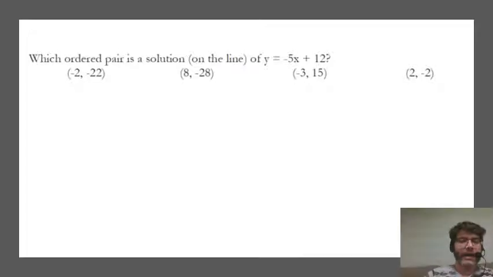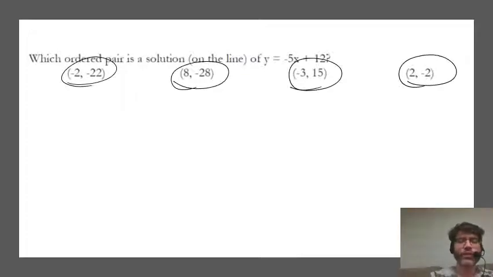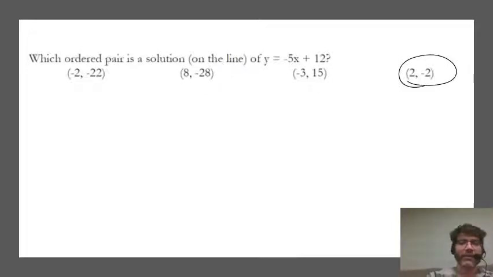All right, on this slide, it's asking us which ordered pair. So this is an ordered pair. These are all examples of ordered pairs. Which one of these ordered pairs is a solution to the line y equals negative 5x plus 12? By the way, what does a solution mean in this case? A solution means, do these points lie on the line y equals negative 5x plus 12? All of the points that lie on the line are solutions, okay? If a point is not on the line, it is not a solution.